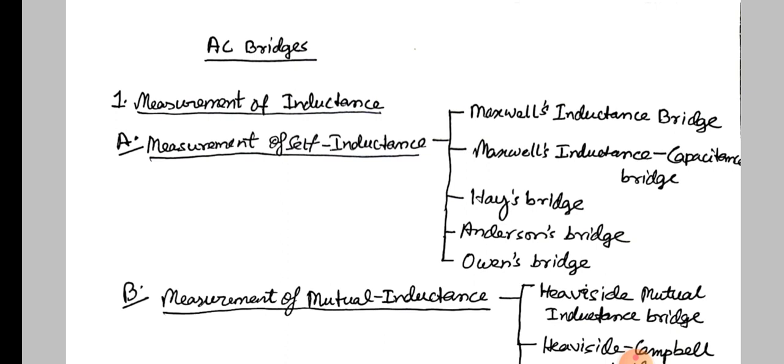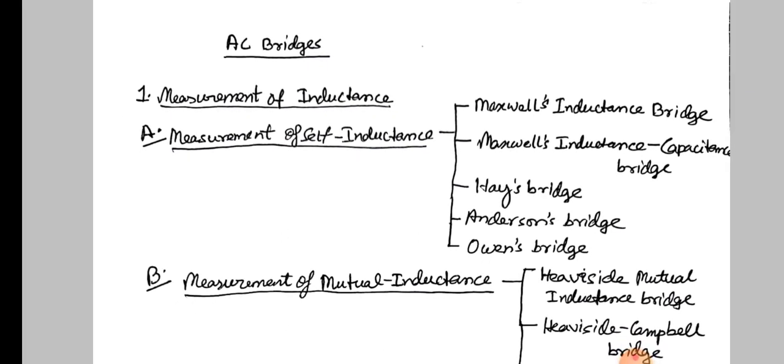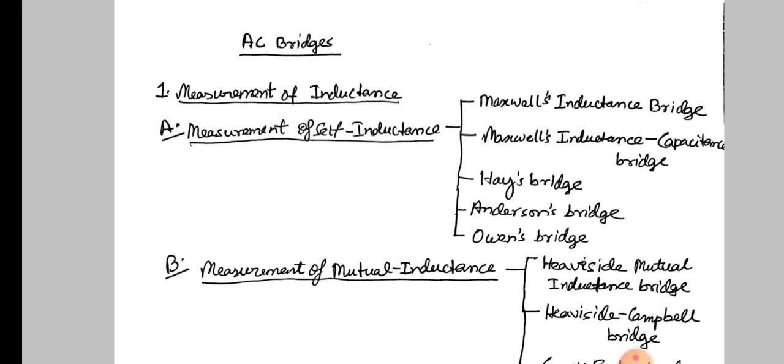And in the measurement of inductance, you have two kinds, self inductance and mutual inductance. If you take the measurement of self inductance only, then these are the bridges. What are they? Maxwell's inductance bridge, we will go through it. Maxwell's inductance capacitance bridge, also there in your syllabus. Hayes bridge, Anderson's bridge, and Owen's bridge. Except Owen's bridge, you have all in your syllabus. So these are the bridges which measure self inductance.